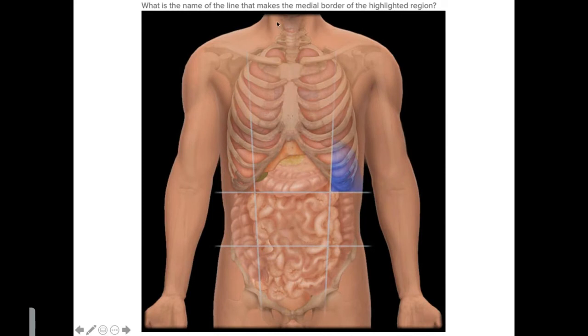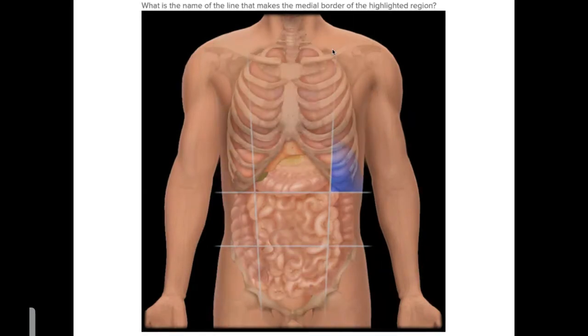Let's look at this one. What is the name of the line that makes the medial border of the highlighted region? Okay, so this is some new terminology, but here's the medial. Now we find this, and it hits this line going up. And if you look at this line going up, it intersects here with the clavicle. So this would be mid-clavicular.